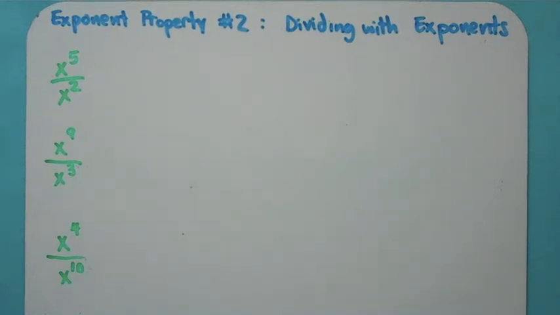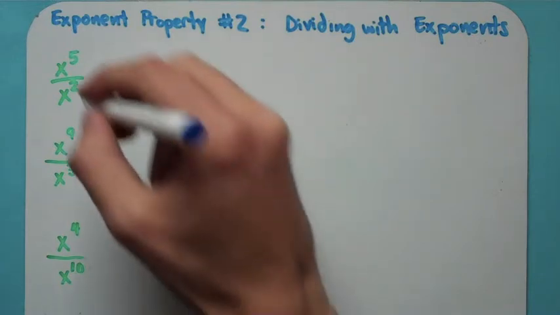So now we're on to our second property of exponents, which is going to involve division. So we're talking about situations where you have two things being divided with exponents involved. And just like the last video, the best way to go about this, at least for the first couple problems, is to write it out and expand it and see what we're dealing with here.